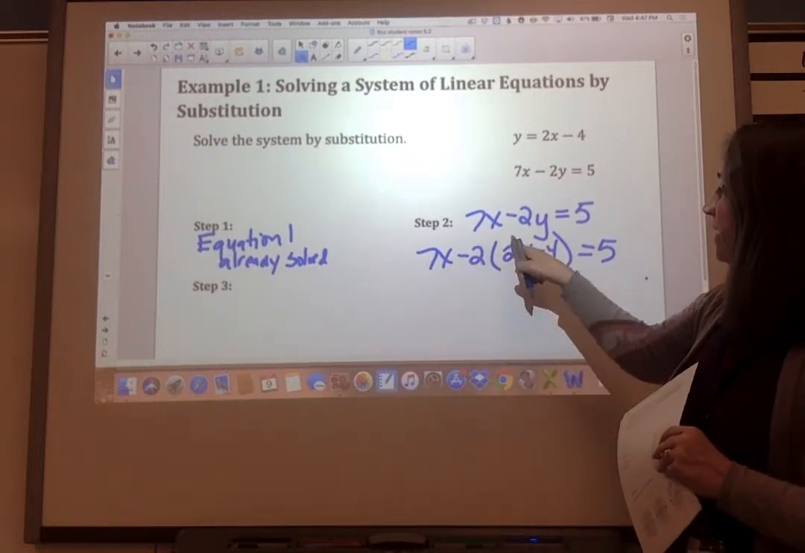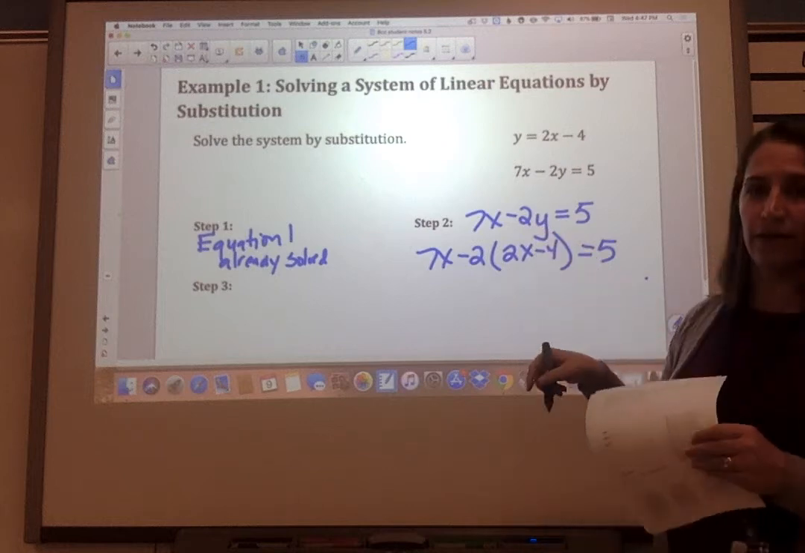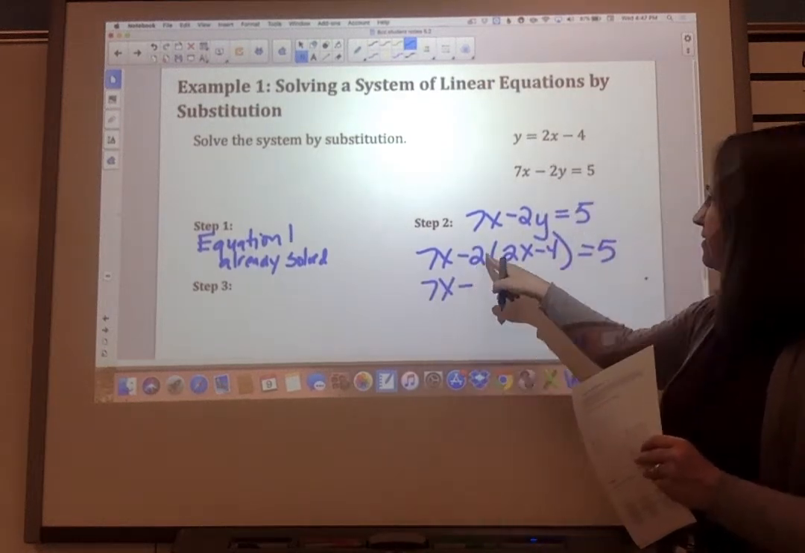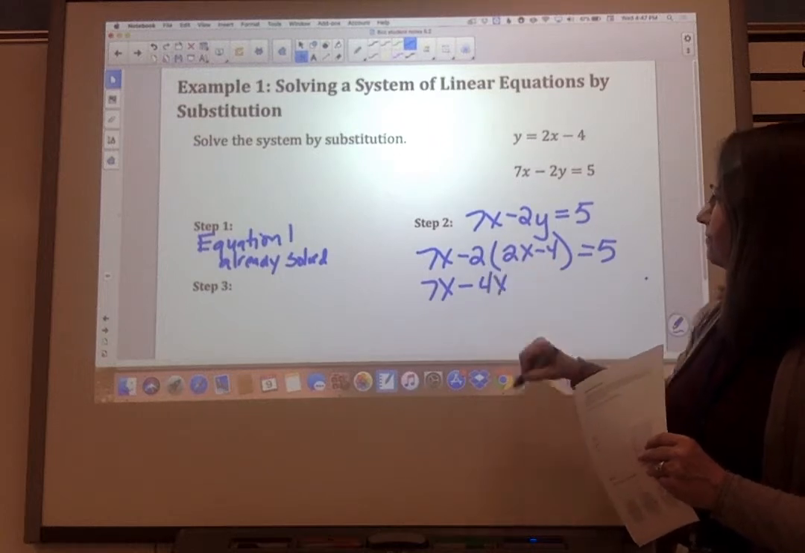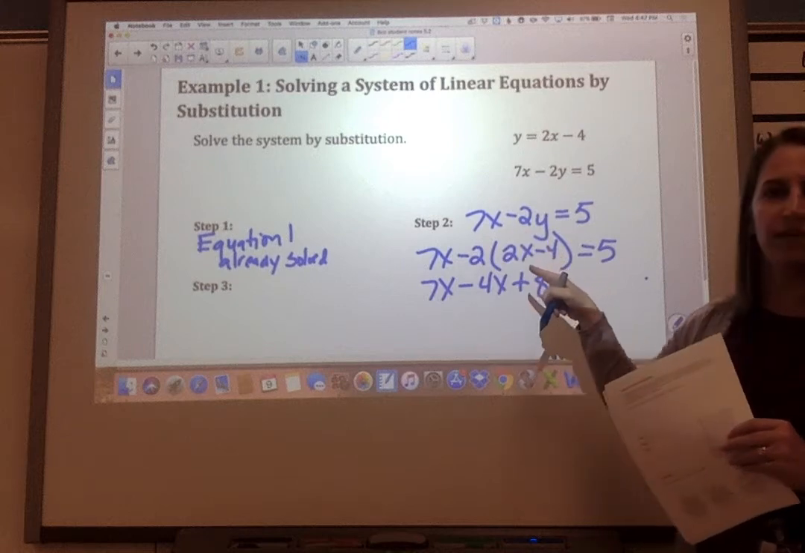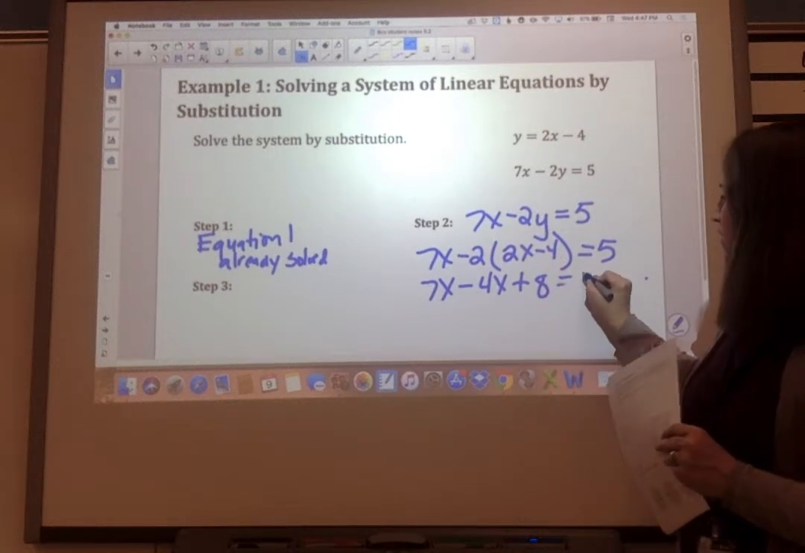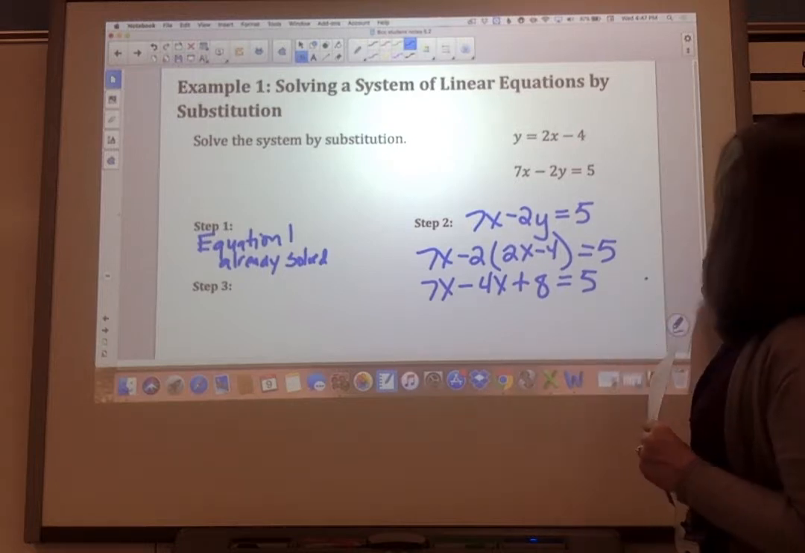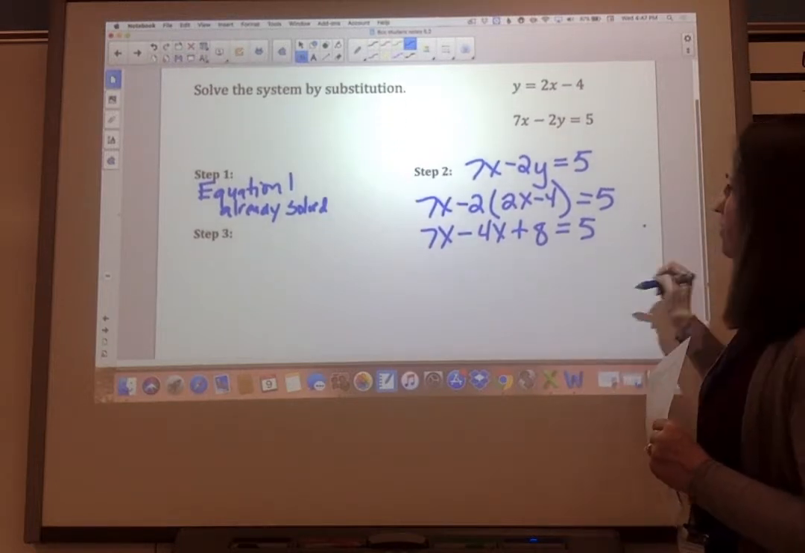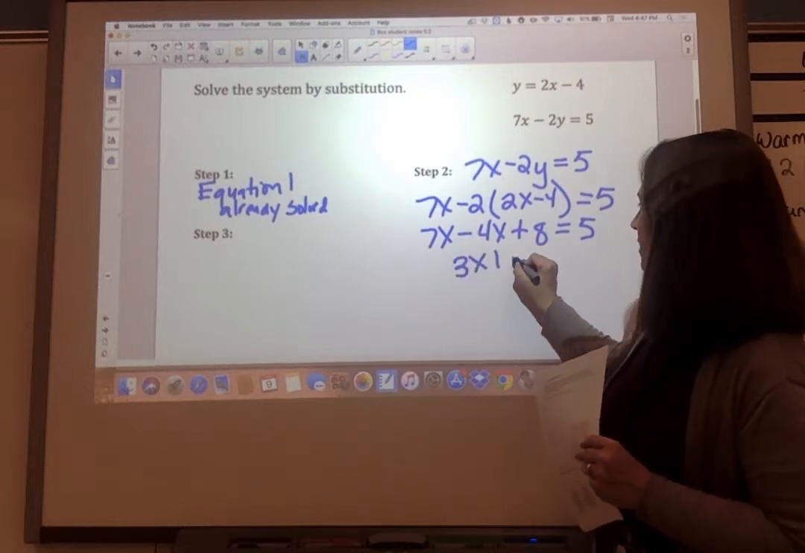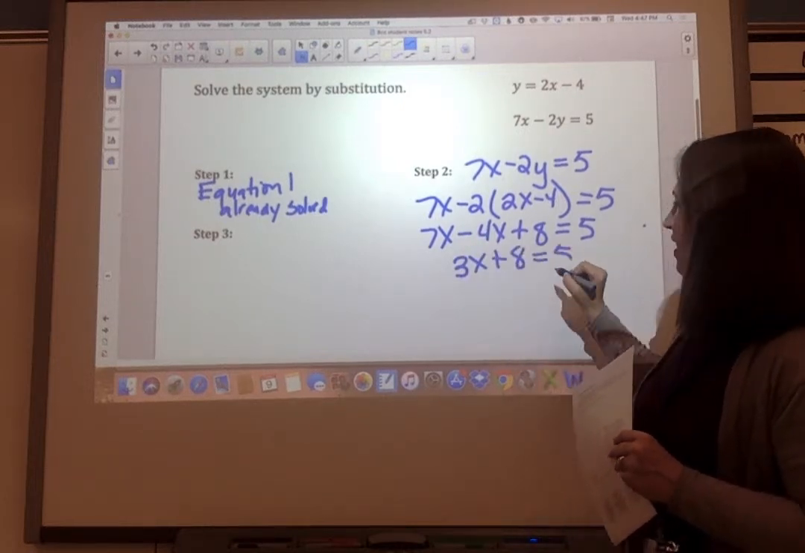So we're going to start by distributing this negative 2. So we have 7x minus 4x plus 8, negative 2 times negative 4, and that's all equal to 5. Okay, now the left side of the equation can be simplified. We'll combine our like terms to get 3x plus 8 equals 5.